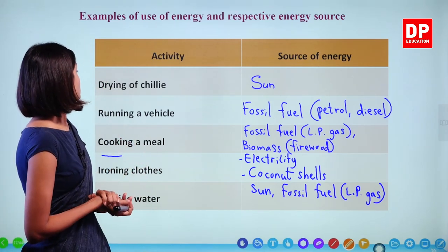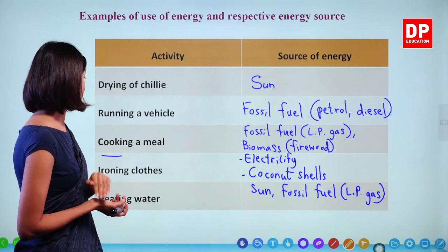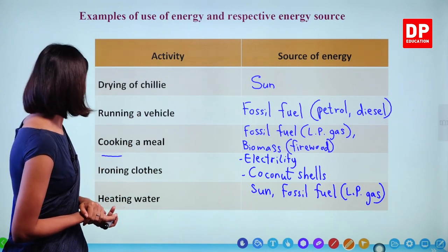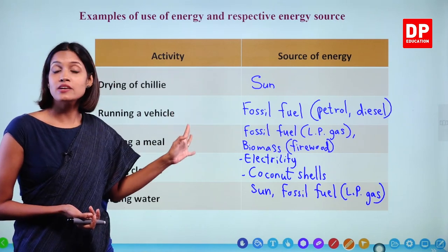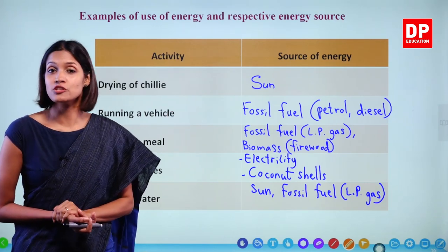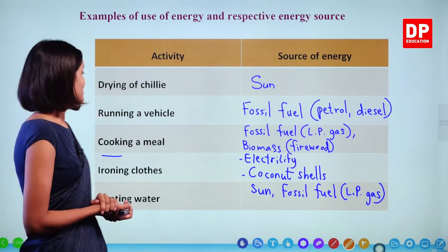Okay, so there are many examples that you can write under each point. Okay, children. So drying of chili, running a vehicle, cooking a meal, ironing clothes, heating water, they all are counted as types of work that we do in our day-to-day life. Okay, right.